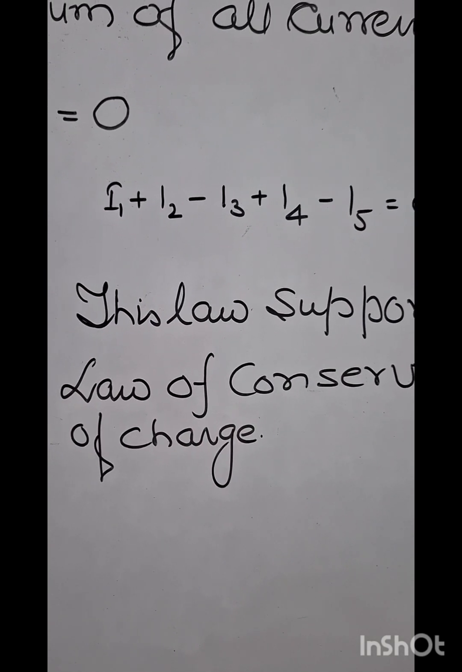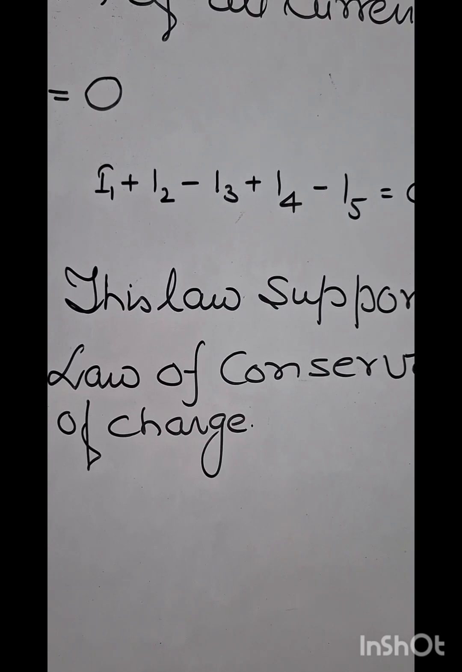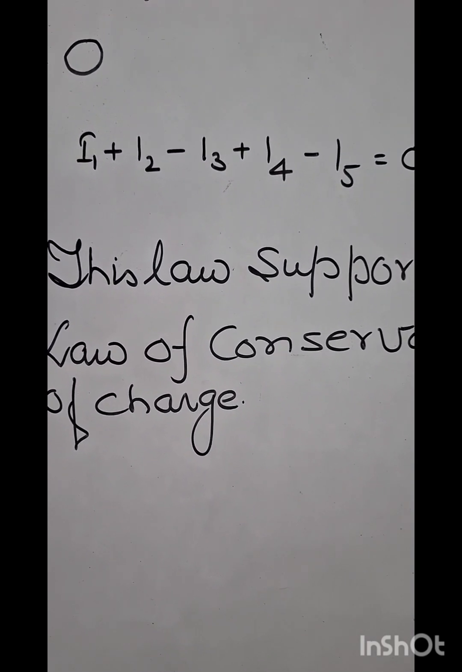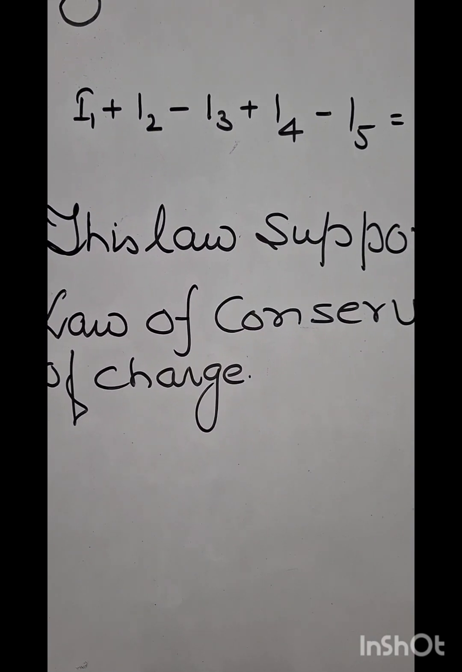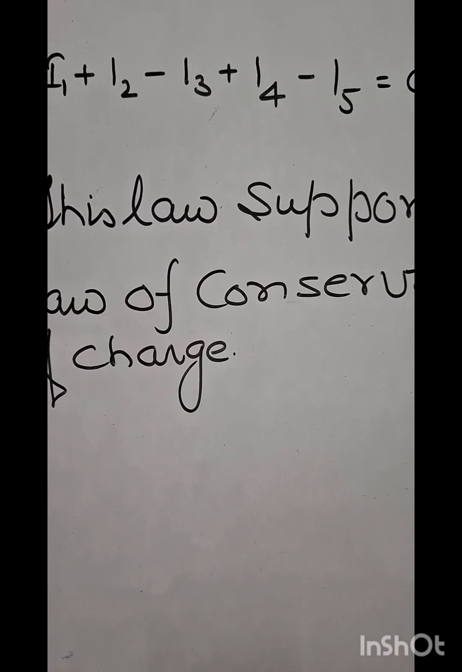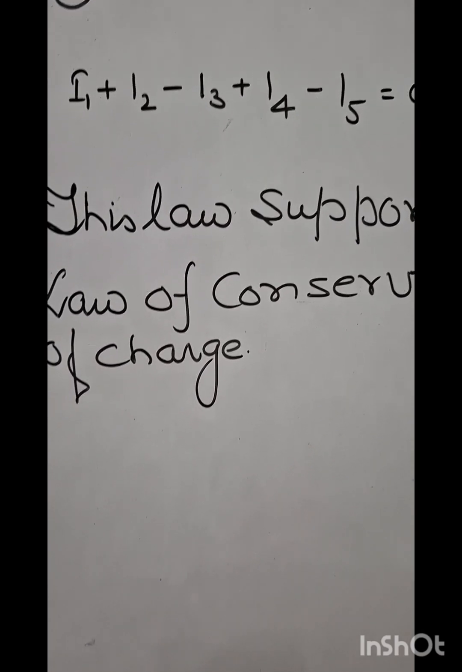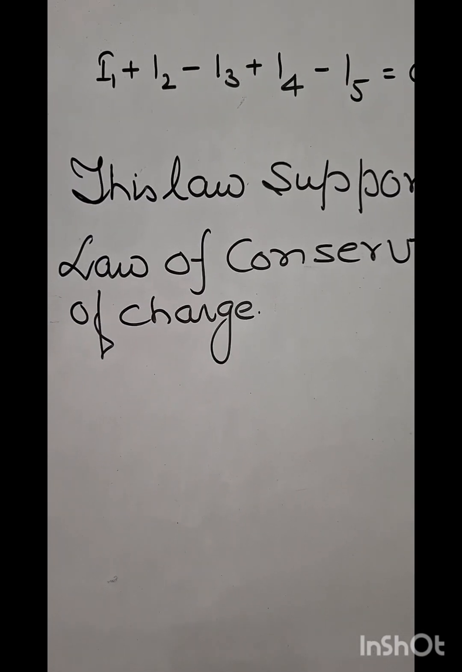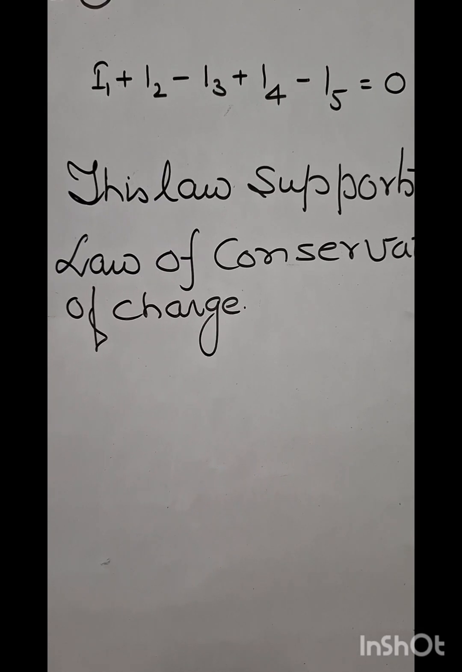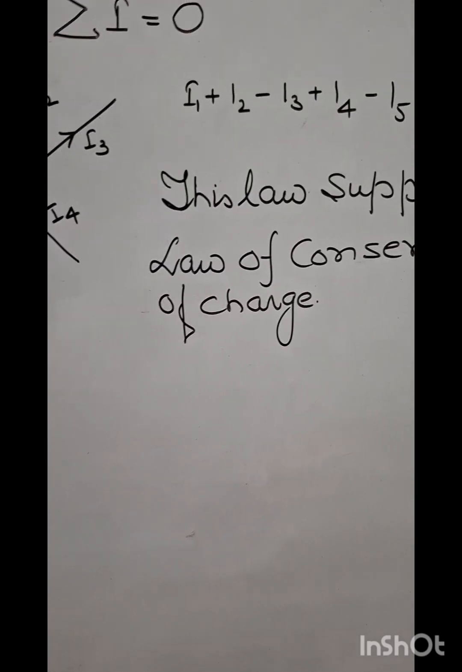I1, I2, I4 are coming toward the junction, so they have been taken positive. I3 and I4 are going away from the junction, so they have been taken negative. Also remember that this law supports the law of conservation of energy.